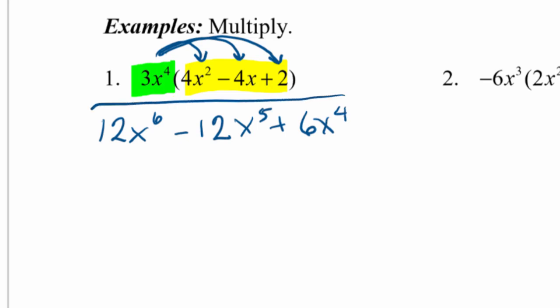That's our final answer, because we know that when we're adding and subtracting terms in a polynomial, we cannot combine terms that have different powers of the variable. So we're done. This is another trinomial, degree 6. A little bit of review there.